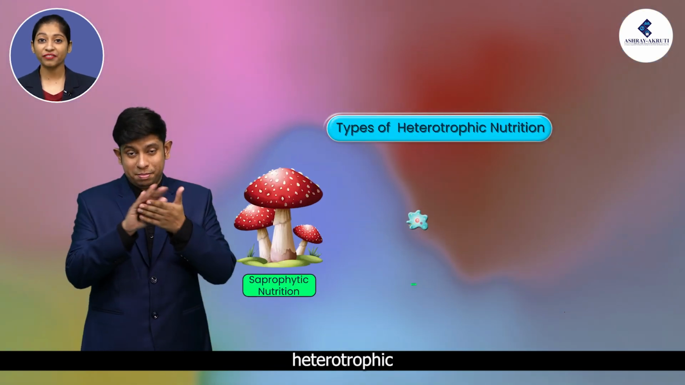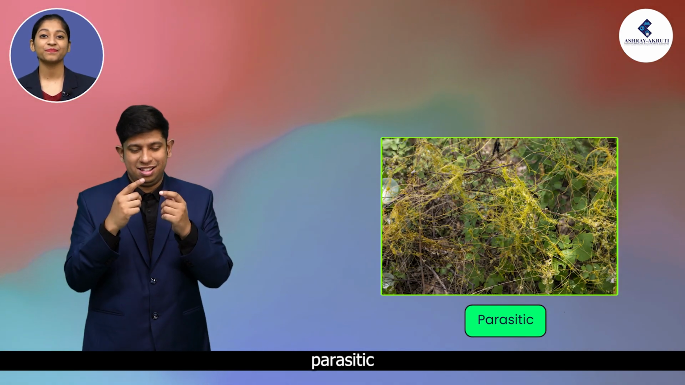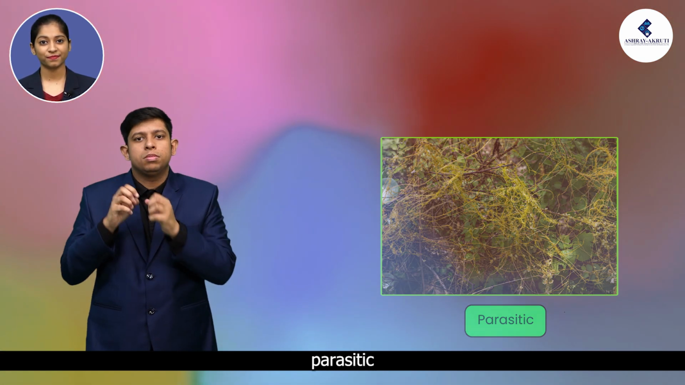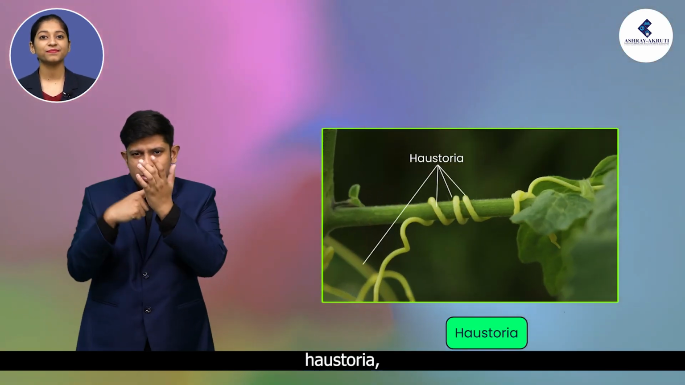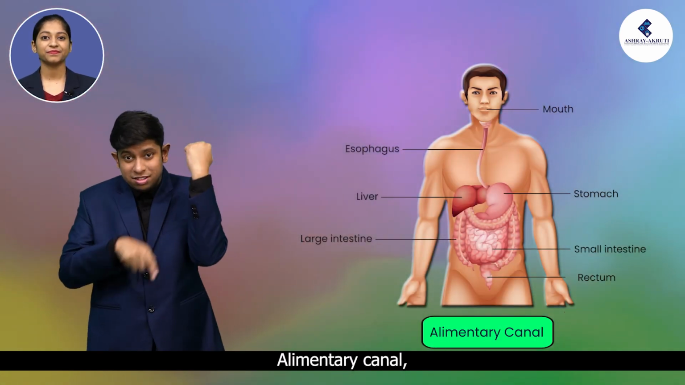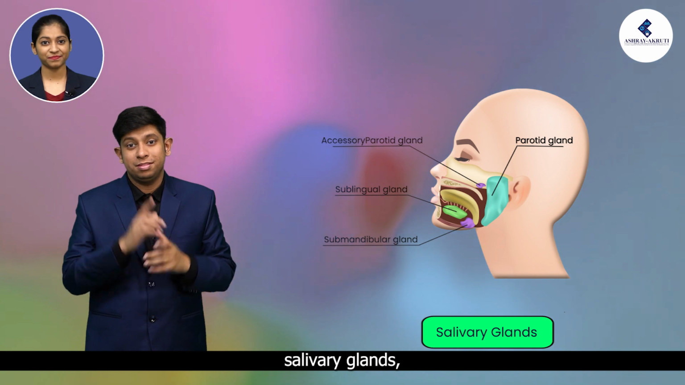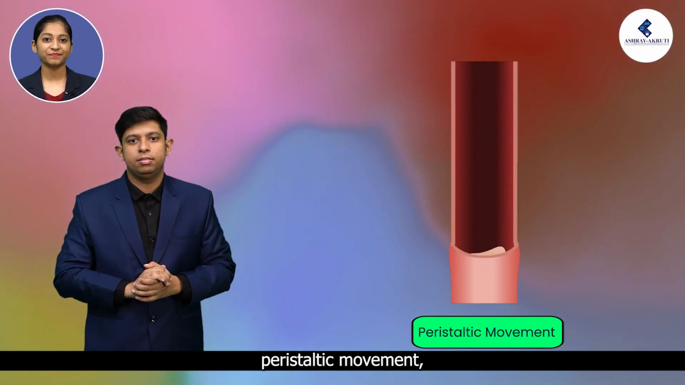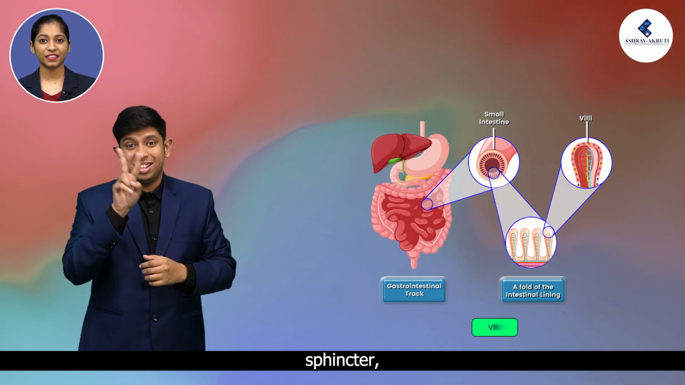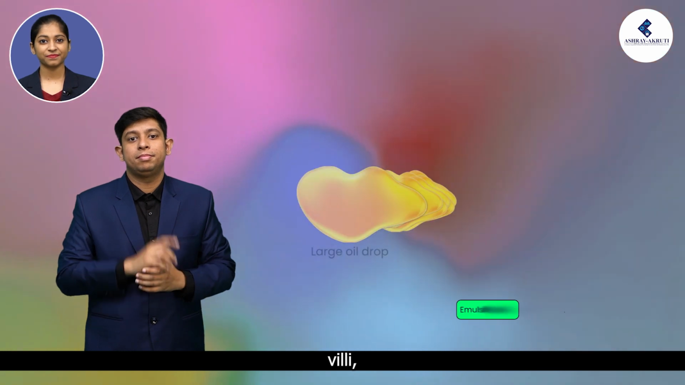Keywords: heterotrophic, parasitic, Haustoria, alimentary canal, salivary glands, peristaltic movement, sphincter, villi, emulsification.